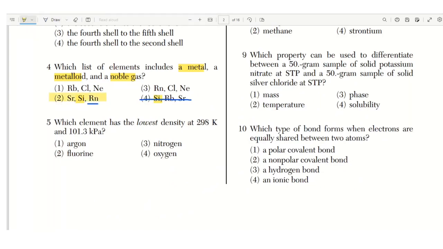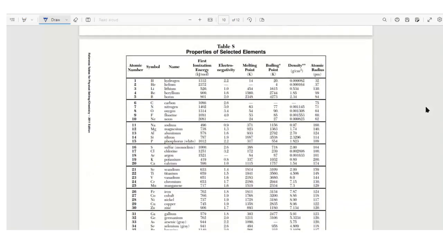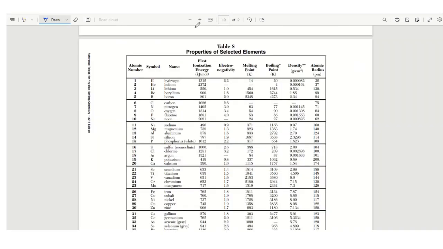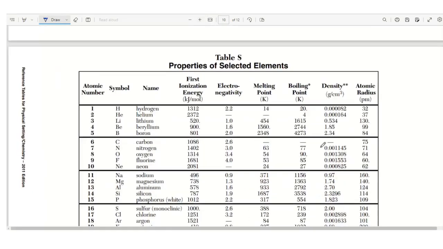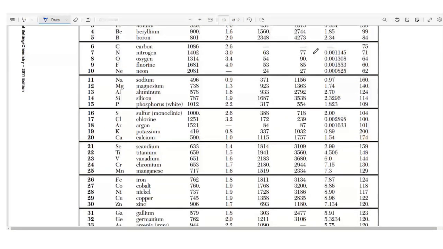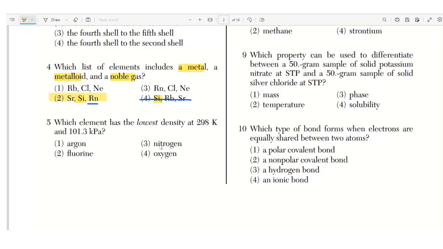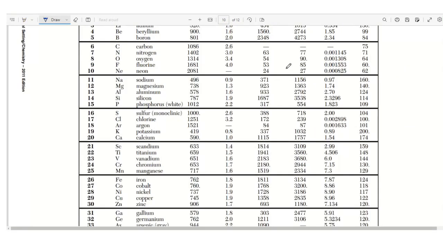Which element has the lowest density at 298 K and 101.3 kPa? It's just a reference table question. I need to go to Table S, and I have argon, fluorine, nitrogen, and oxygen. Let's zoom in a little bit. Density is this column right here. So I have nitrogen, oxygen, fluorine, and argon.